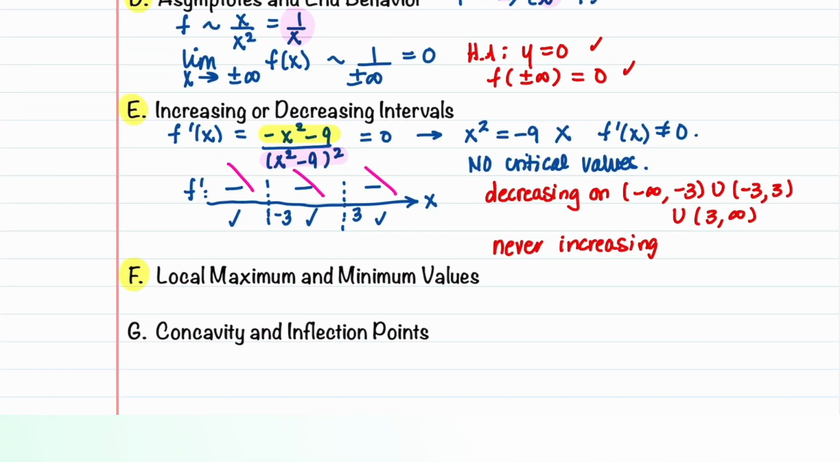Let's now think about local max and mins. Because our function is decreasing and it doesn't ever switch from decreasing to increasing or vice versa, we have no local max or mins.